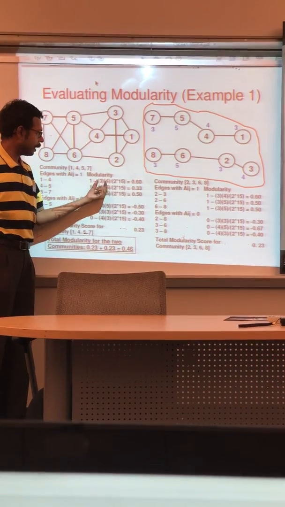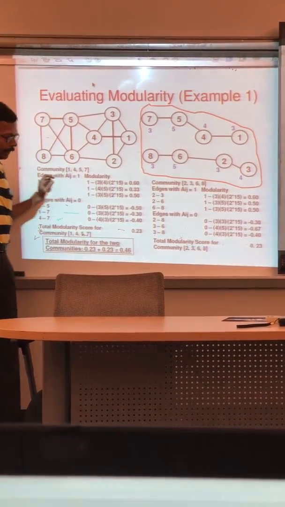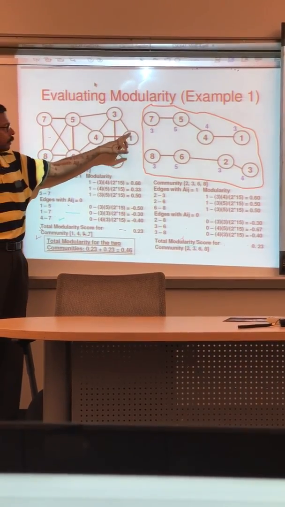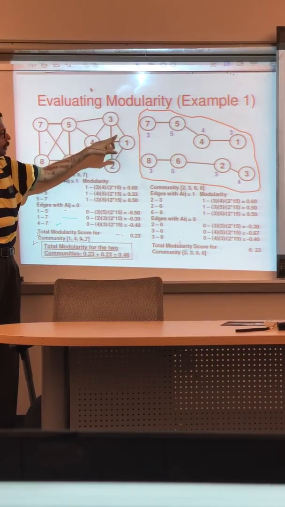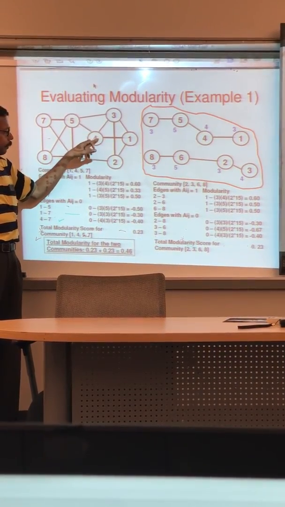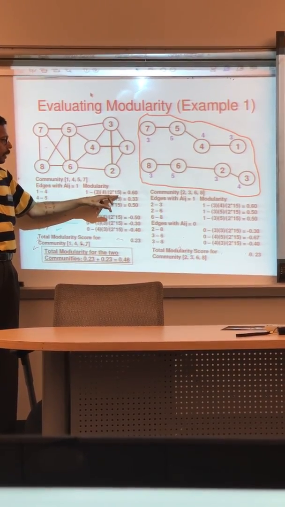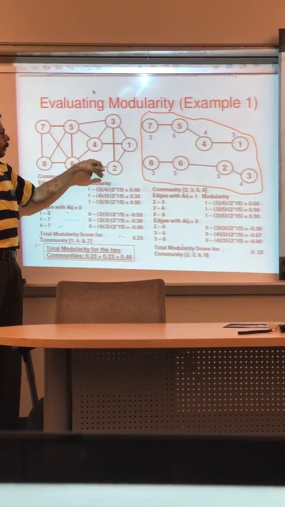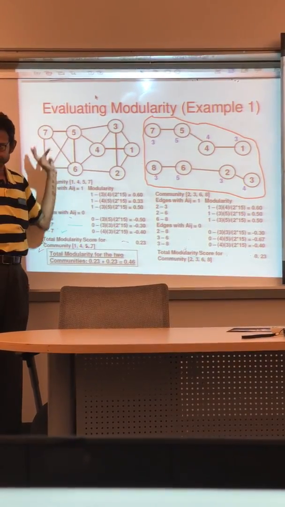The second term is going to be, we have to multiply the degrees of the two vertices, looking at 1 and 4. The degree of 1 is 3 in the entire graph, the degree of 4 is 4. So it is 3 times 4 divided by 2 times 15. 15 is the total number of edges in this graph.